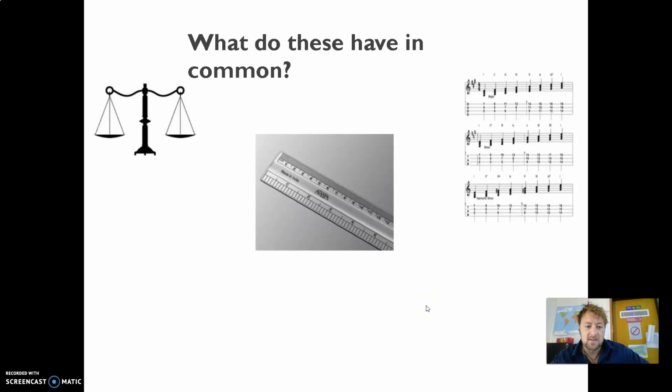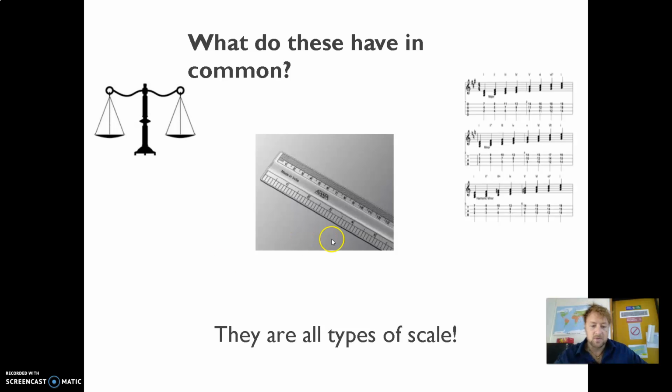Hello. So you can see that there are these three images in front of you, and I'm sure you've been looking at them for a while. So the answer is, what do they have in common? They are all types of scale, okay? And that's what this lesson is about, as you've got as the title, okay?